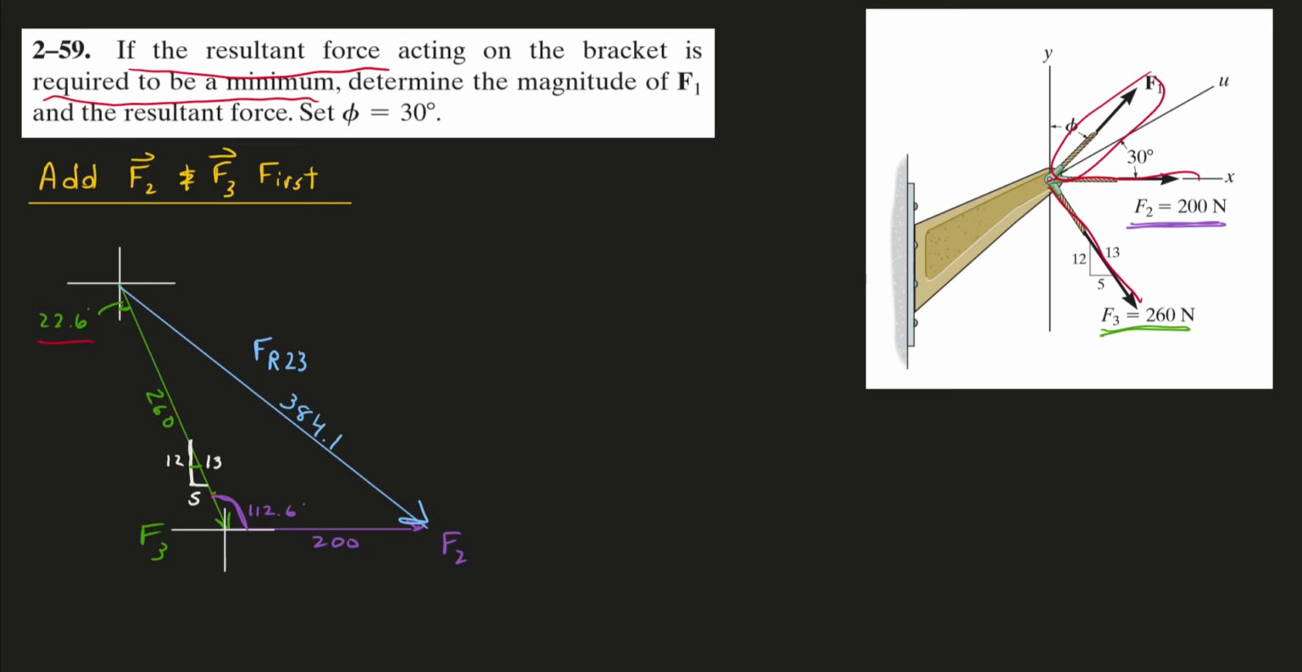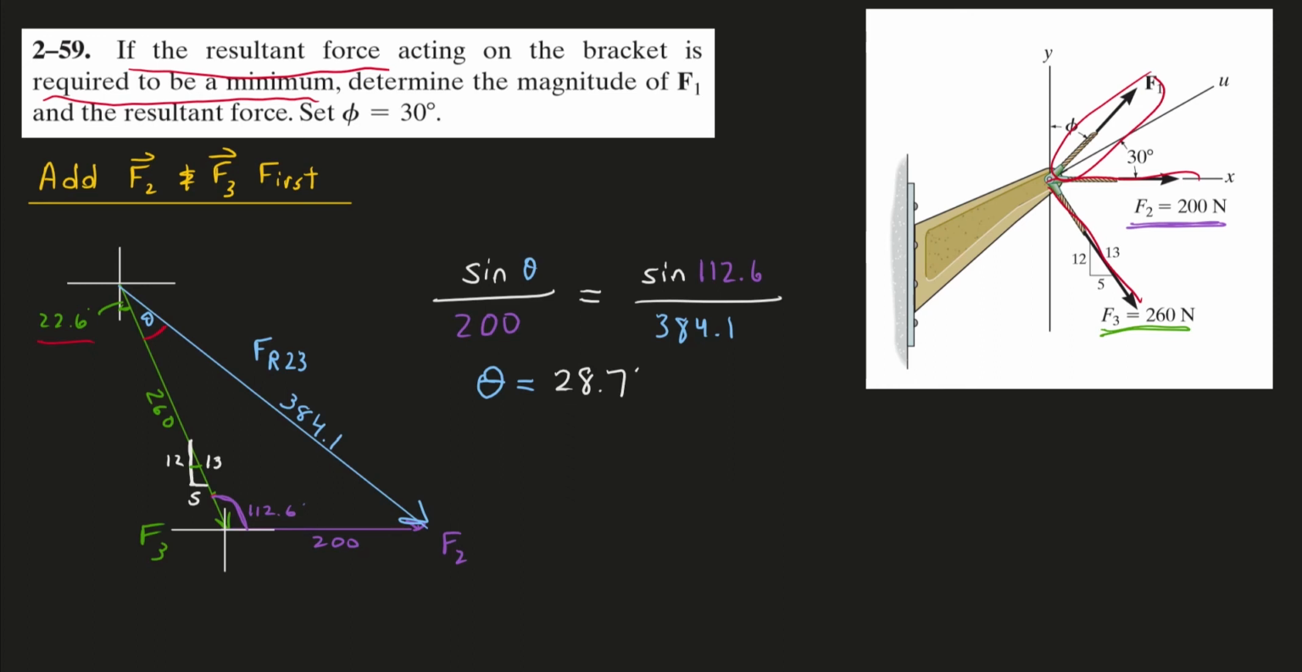So, I can use the law of sines to figure out this angle. So let me set up a law of sine statement. Alright, so I'm using the sine of this angle over its opposite side equals the sine of this angle over its opposite side. And of course I can do the algebra, crunch the math, and I'll get that the angle is going to equal 28.7 degrees.